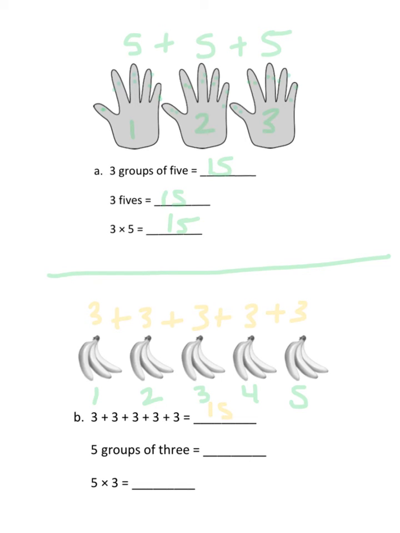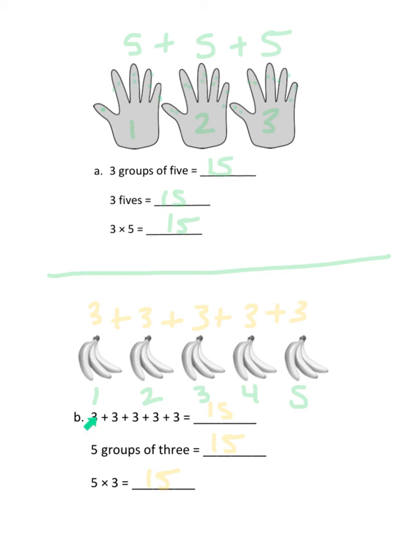5 groups of 3, 5 groups of 3, 5 groups of 3. So 3, 6, 9, 12, 15. Our answer is 15. And again, the 5 multiplied by 3. So there's our 5 groups of 3. And we know the answer was 15. So each one of these says the exact same thing. It's just worded a little differently.